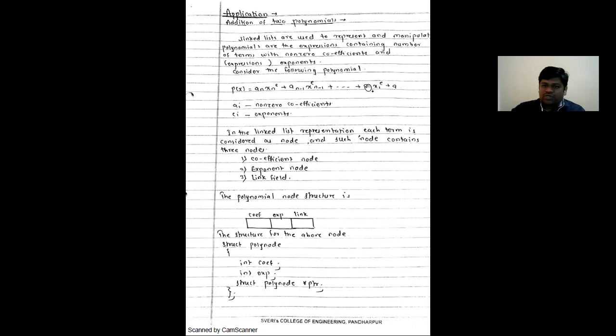Now a, what is meant by a? In this expression, what is the meaning of a? Can I say it is a coefficient? Non-zero coefficient. But here we are considering non-zero coefficients, not zero coefficients, right? Now after that, E, can I say it is an exponent? E is the exponent, right? Now, how to solve these kinds of expressions by using the linked list?